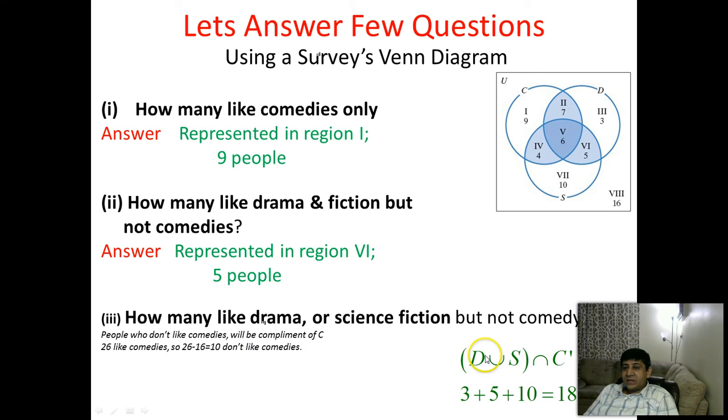So what are we doing basically? We are doing D, drama, union science fiction, intersection C complement. And it comes out to be 18 here.